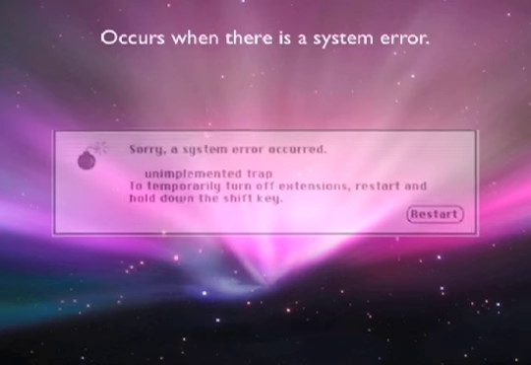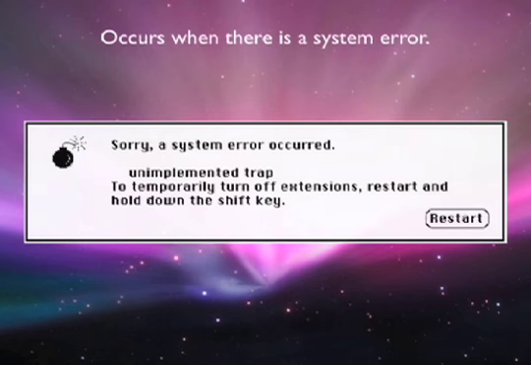Now the bomb, you can also call it the bomb screen, occurs when there is a system error. Now, this is on the older systems like OS 9 and OS 8. I've gotten this once before. It looked kind of like this. You would restart and hold down the shift key, which I believe boots you into safe mode.